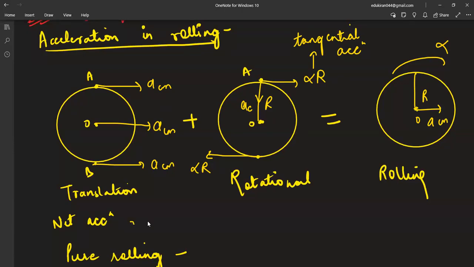So what is the net acceleration? Acceleration of center of mass will be counted, alpha r will be counted, plus here a centripetal acceleration will also be counted. Then you have the concept of pure rolling. Write down acceleration in rolling first, then we'll discuss pure rolling.